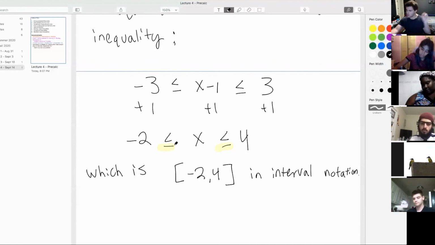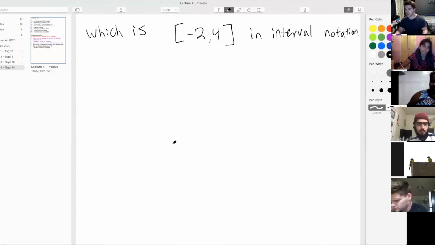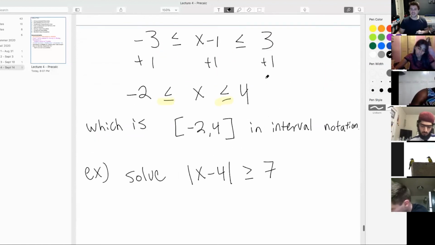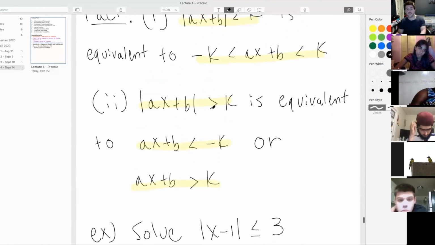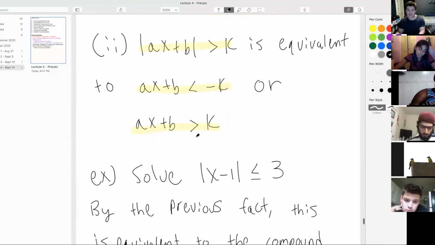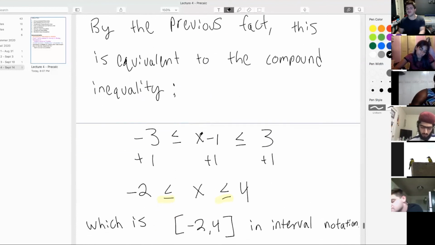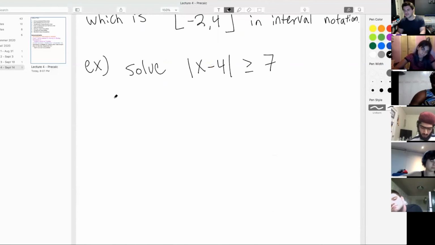All right, good. Let's do one final one of type 2, and we'll be done. Last thing of the night. Solve absolute value of x minus 4 is greater than or equal to 7. We just need to go back up to fact 2 and rewrite it into both of these inequalities. You write it less than or equal to negative k and greater than or equal to k. So let's do that.